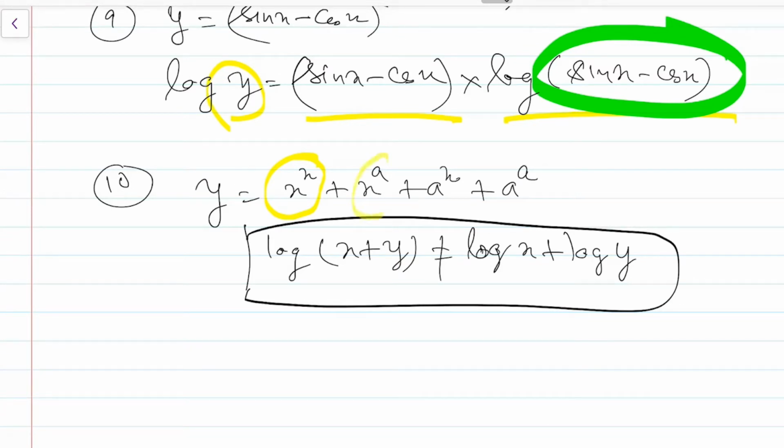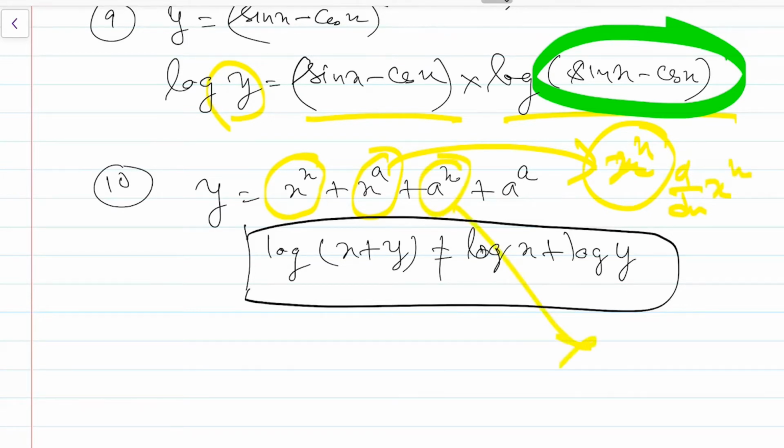we have the formula. This is similar to x raised to the power n, variable raised to the power constant. We have the formula for this, d over dx of x raised to the power n. Similarly, a raised to the power x, we have again a formula for this. And the last one, constant raised to the power constant is constant, so the derivative of this will be 0.